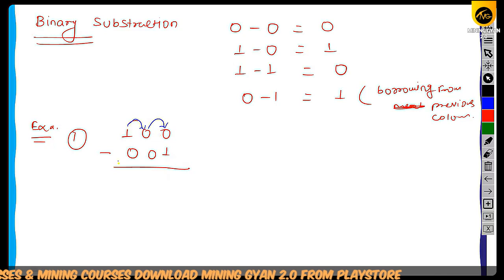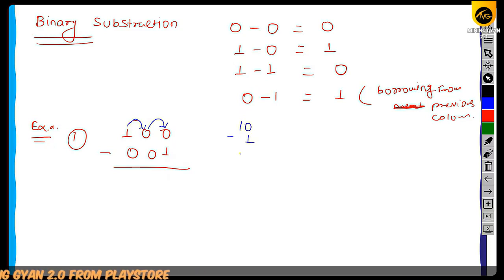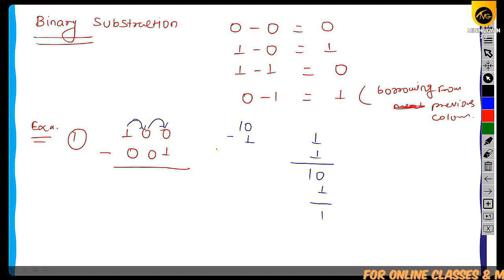Now 10 minus 1 becomes 1, because if you add 1 plus 1, it becomes 10. Similarly, if you subtract 1 from 10, it becomes 1. That's why it becomes 10. So 10 minus 1 will become 1.